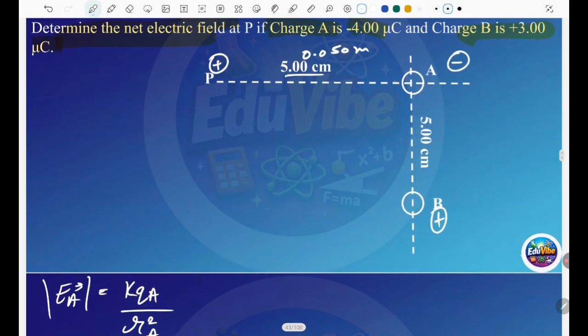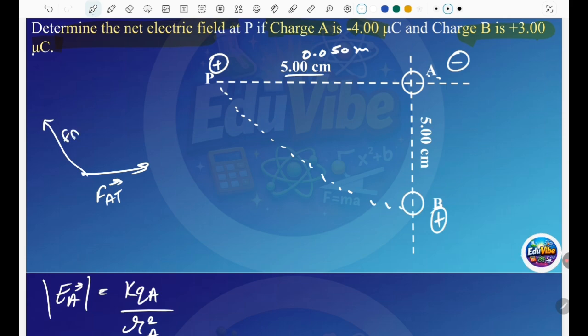Now for the direction: A is negative, so the field goes towards it, like this. So this is your EAT. But for EB, B is positive, so the field goes away from it. You have to take the line angles, not this one but the straight line. This is in the opposite direction of the line, so it goes away, like this. They make a kind of obtuse angle, and this is your EBT.